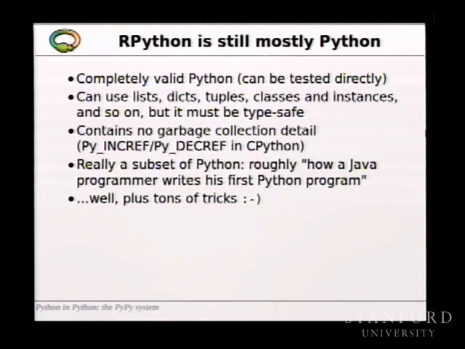However, RPython is still a high-level language that contains, for example, no garbage collection detail. For example, Py_INCREF and Py_DECREF are macros that are used everywhere in the source code of CPython, and they just mean increment or decrement the reference count of this object, because CPython is a reference count based implementation, and you cannot change that because you need to change everything everywhere.